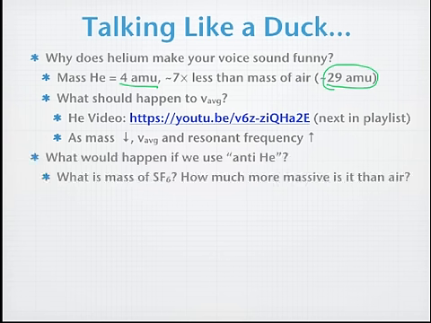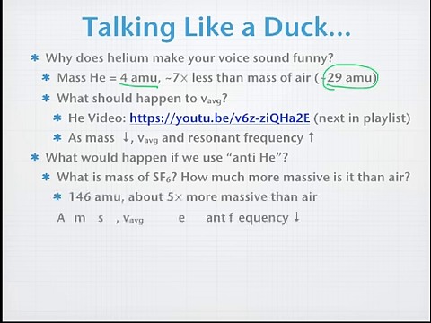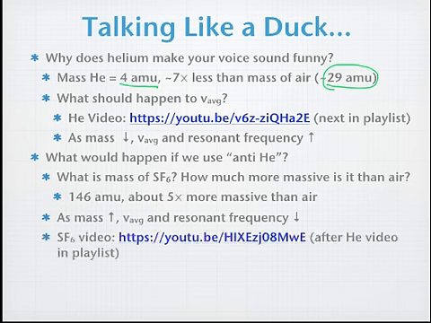Well, we sure do. We have something called sulfur hexafluoride, SF6. How much more massive is it than air? Well, if you do the calculation, it comes out to be 146 AMU for each molecule, which is about 5 times more massive than air. Now, I know in the video they say 6, but if you do the actual division, it's about 5 times more massive. That doesn't detract from the actual conclusions here.